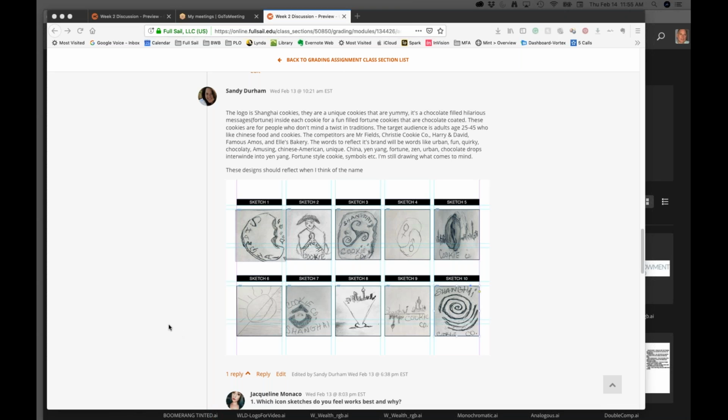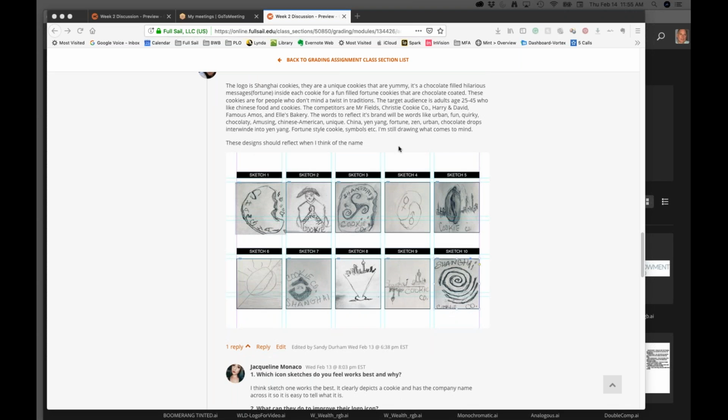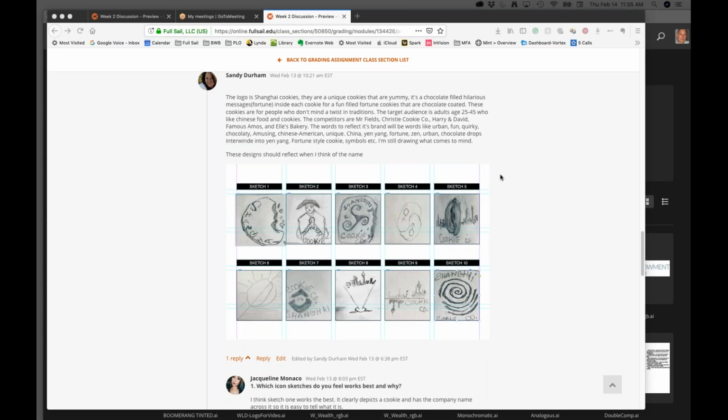So these are pretty good sketches. One thing that jumps out at me right away, it looks like this is a screenshot of your InDesign document. The good way to do this, you can export from InDesign as a JPEG, so keep that in mind, because you get a little better image that way. So we've got 10 sketches.